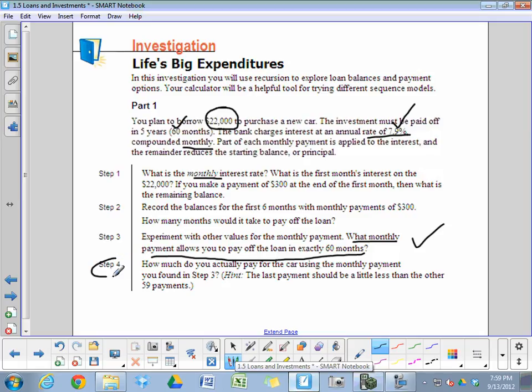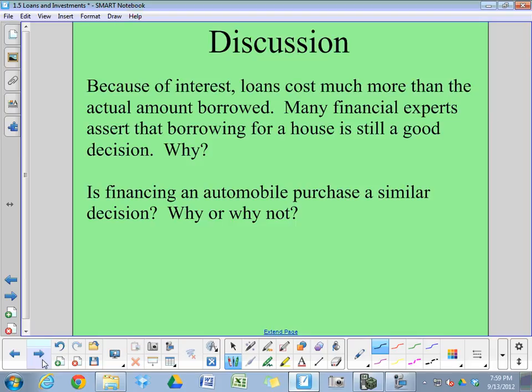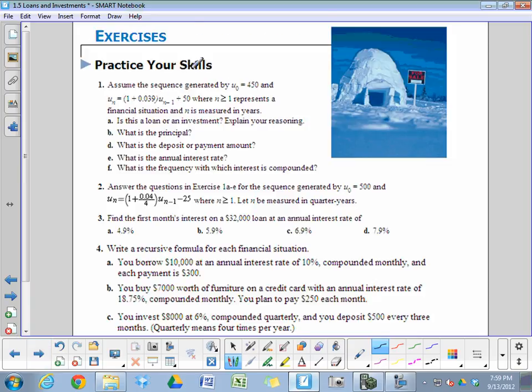All right? Do step 4 on your own. Read the question and be prepared to answer that in class tomorrow. Part 2 can be found in another video on the multimedia page. The discussion we'll do tomorrow. The Gwen's employer example, there's another video on the multimedia page with this one. The practice your skills, we're going to work on this in class tomorrow. Please bring this along with the green worksheet. And so we'll be doing the homework tomorrow in class.